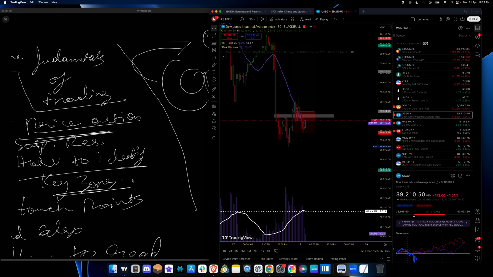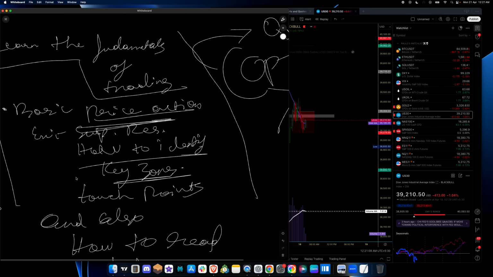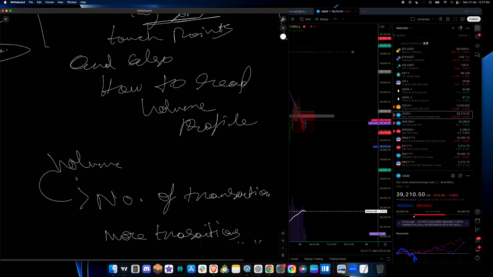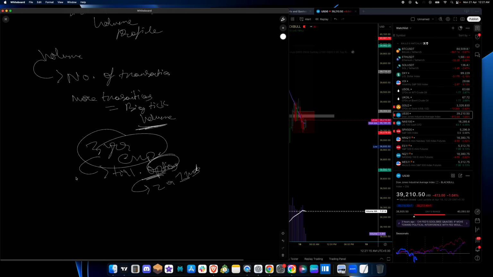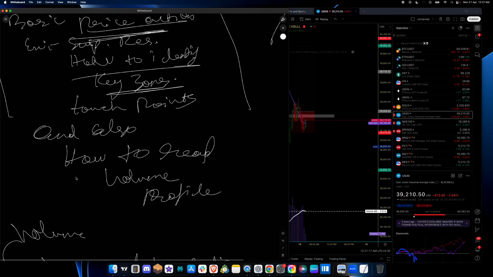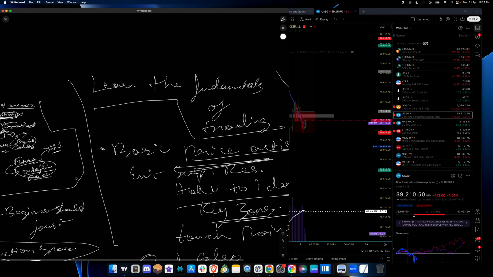So these are the fundamentals of trading you have to focus on, and volume profile, key points, touch points. I have almost covered the things which I wanted to cover.